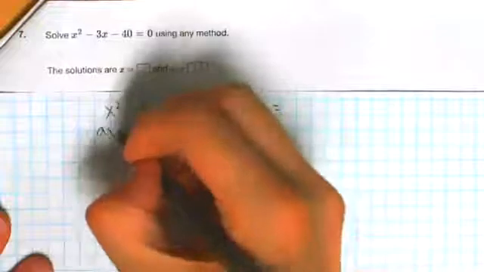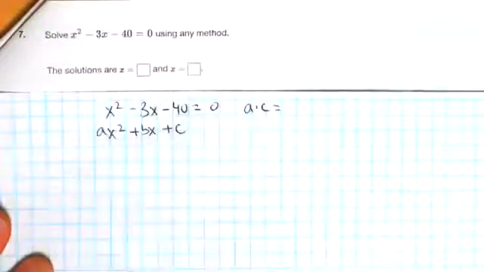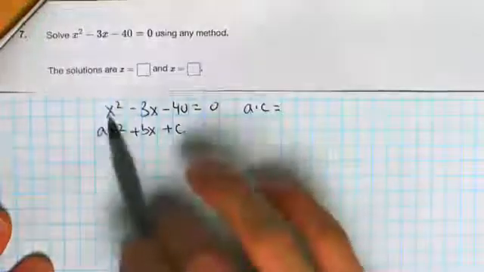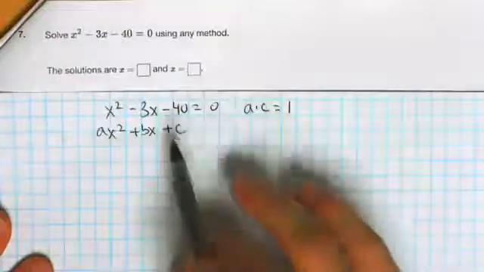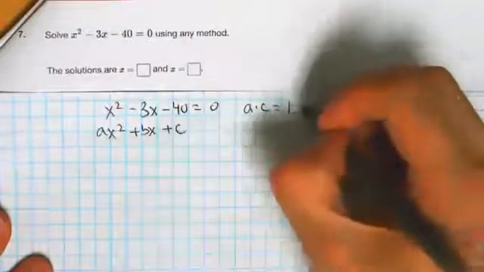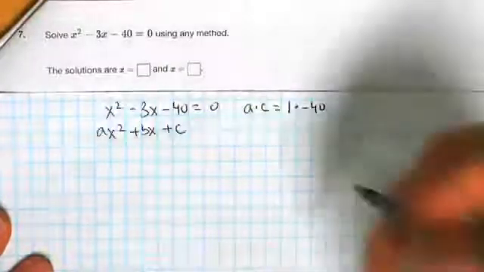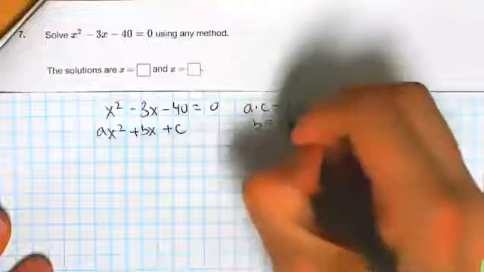And the a times c refers to this in standard form of ax squared plus bx plus c. Our a value is our coefficient on x squared. Since there is no coefficient out front here, our a is assumed to be 1. Our c value is whatever this number here at the end is, which is minus 40. So we have negative 1 times negative 40, excuse me, which is negative 40, of course. And then our b value is negative 3.